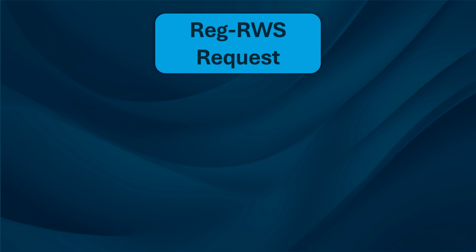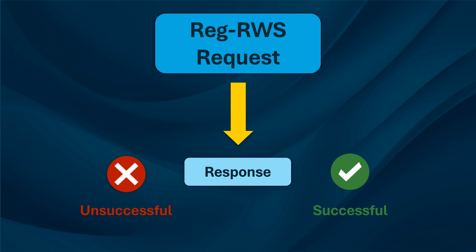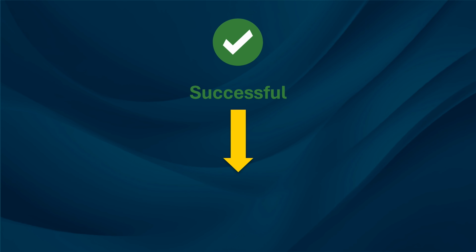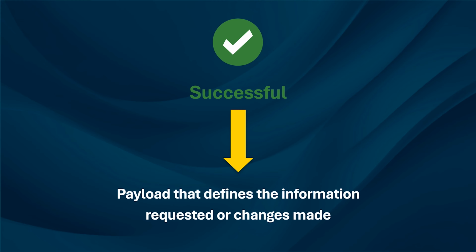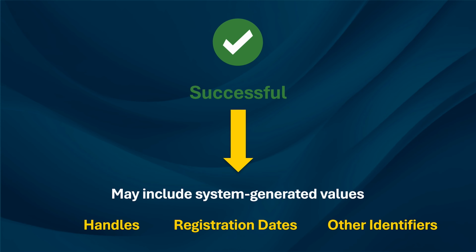Each Reg-RWS request returns a response, indicating whether the operation was successful. Successful responses are returned in a payload that defines the information requested or changes made, and may include system-generated values, such as handles or registration dates, or other identifiers that you'll want to save for use in future requests.